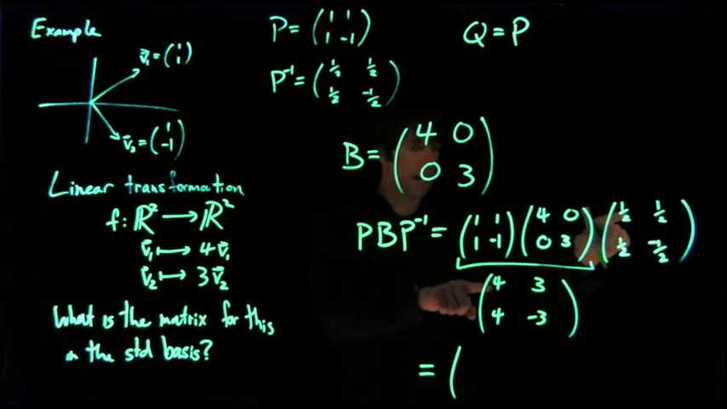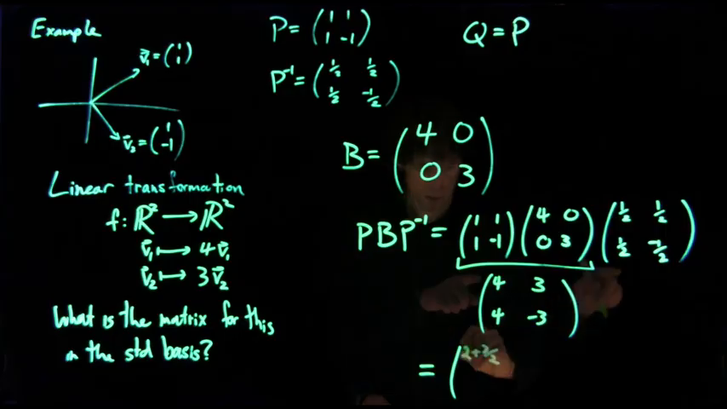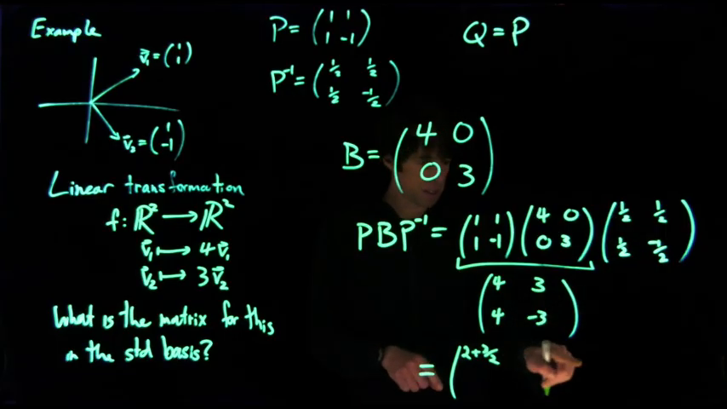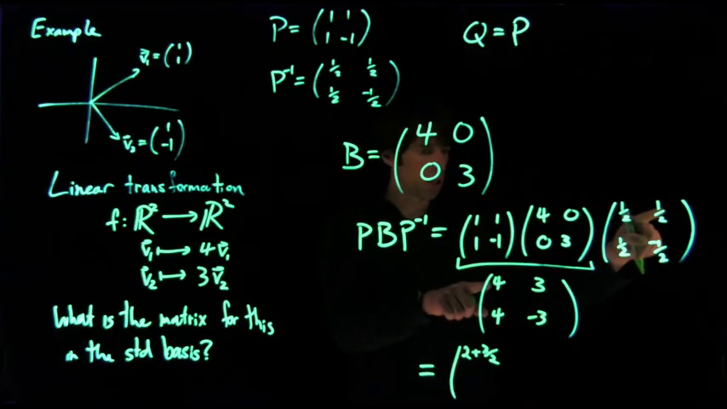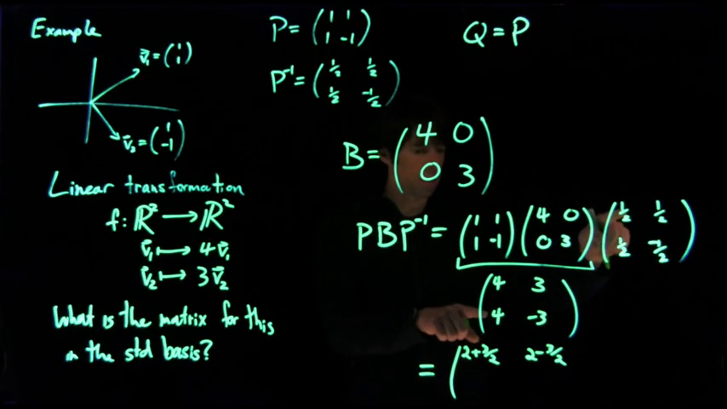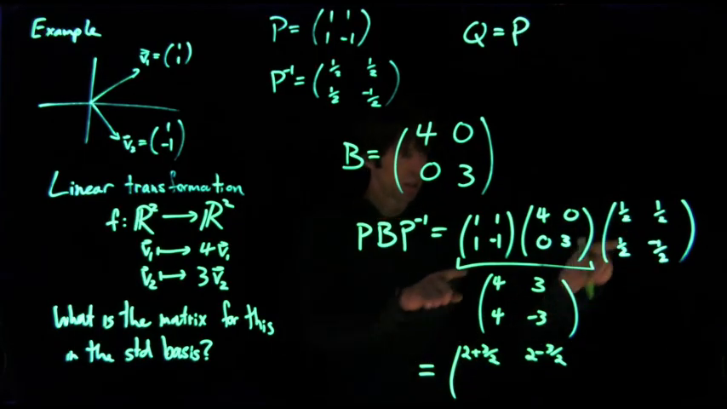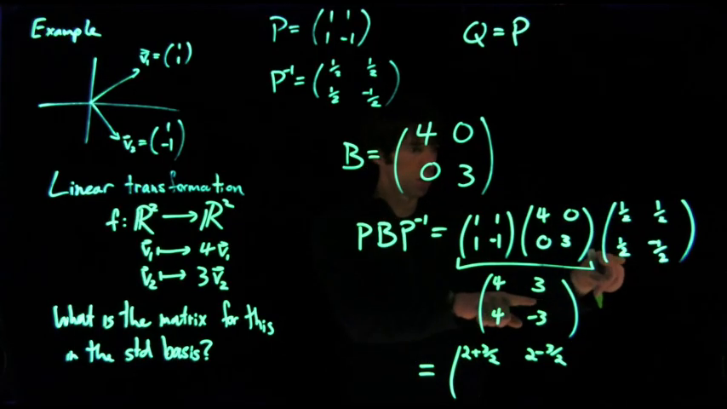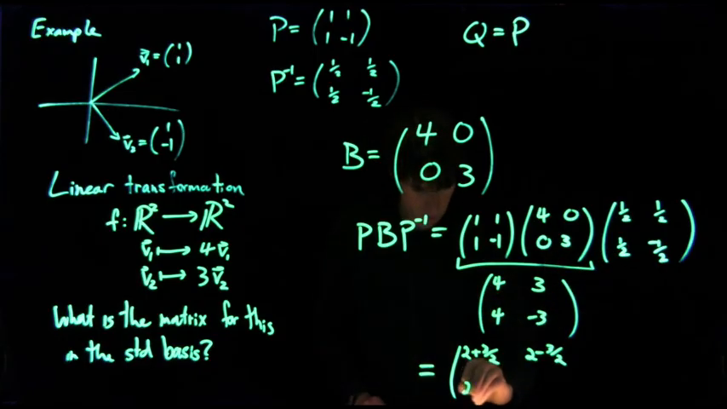So 4 times a half, that's 2, plus 3 halves. And then the next piece here is going to be 2 minus 3 halves. Down below, this corner is going to be 2 minus 3 halves.